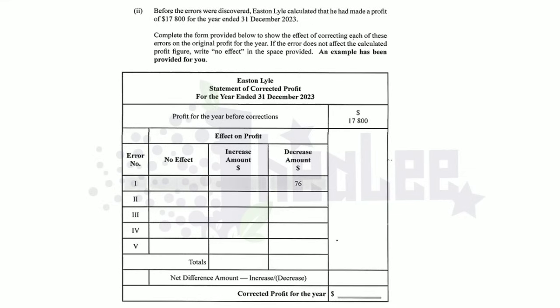So we're going to show in our form, which is a worksheet that we are presenting, the form we're presented with, that error number 2 will increase our profit by $454. Okay, so remember, once there is a reduction in your purchases, it means that your profits will increase. And we're going to look at the next correction.